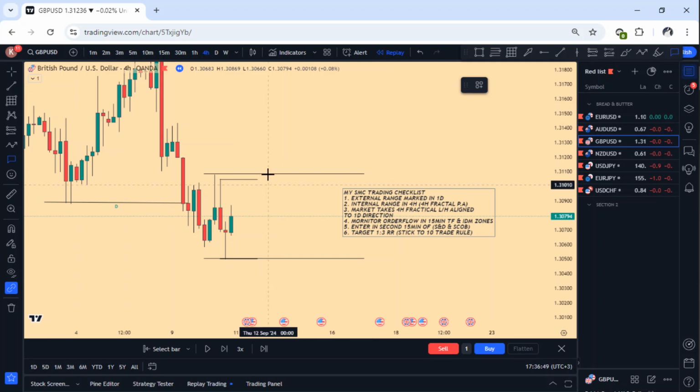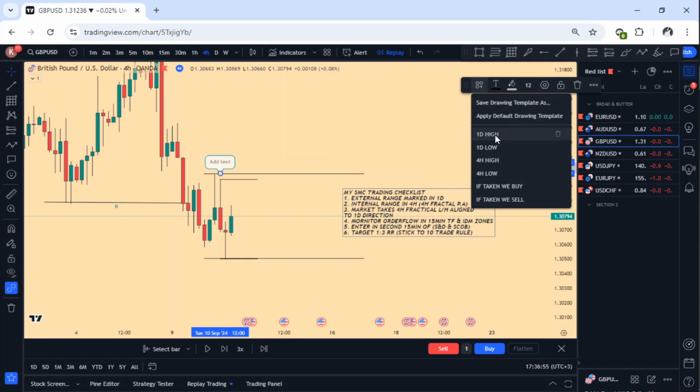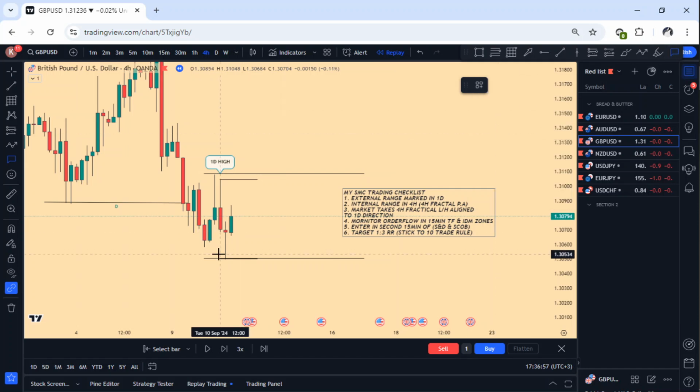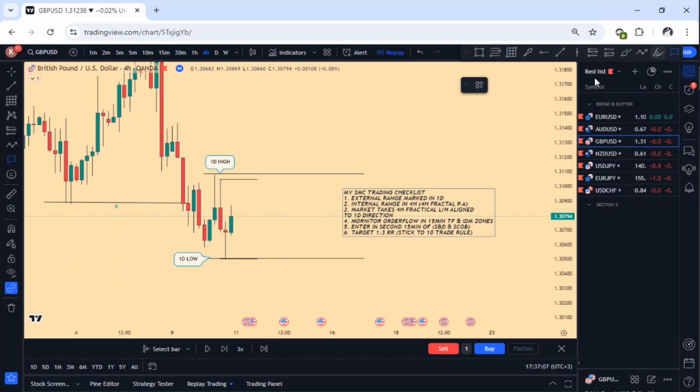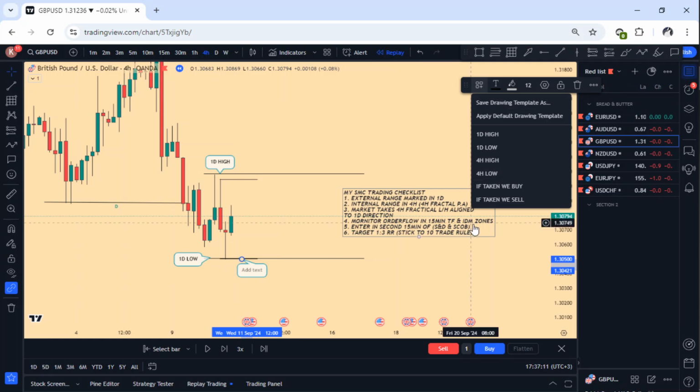So ideally, this is our daily high. That is what I needed to mark. And then this is our daily low that we are expecting to be taken out. Daily low to be taken out, and then this is our 4 hours fractal low that should be taken out so that we can keep selling.